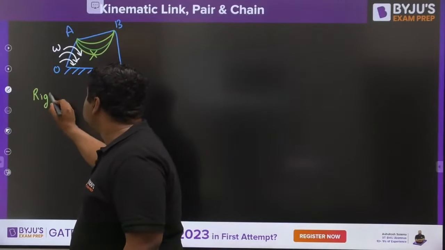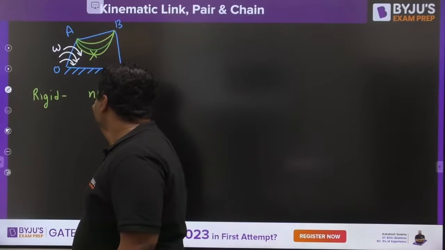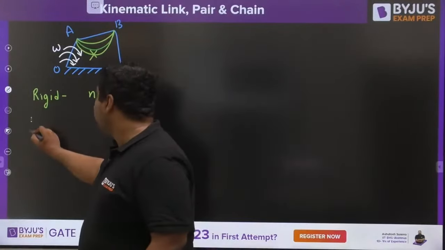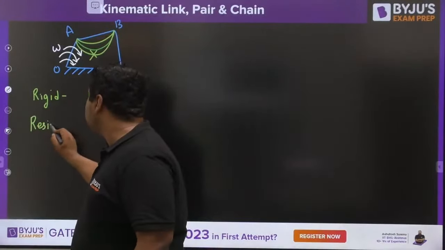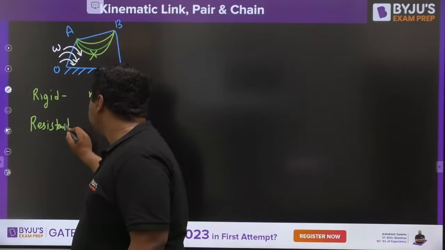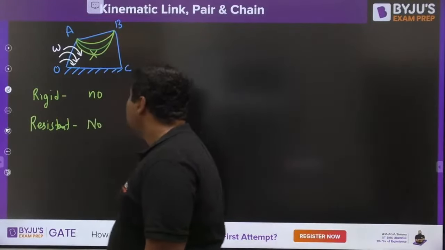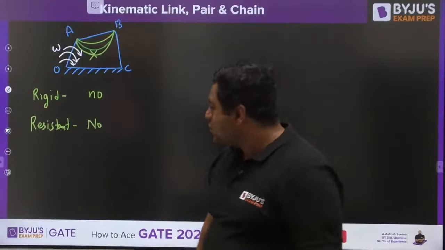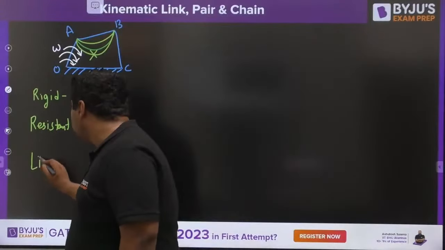If somebody asks, is it rigid? We will say no, because deformation is happening. And if somebody asks, is it resistant? So my dear, we will say no, it is not resistant, because it is not resisting as well. So my dear, if we ask, is it a link?